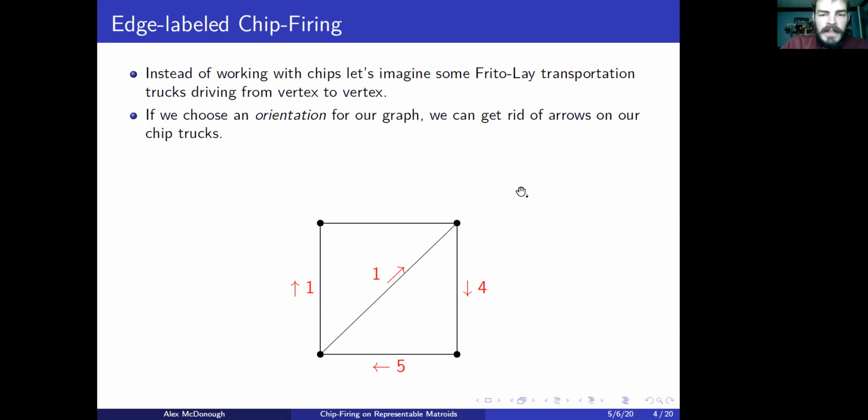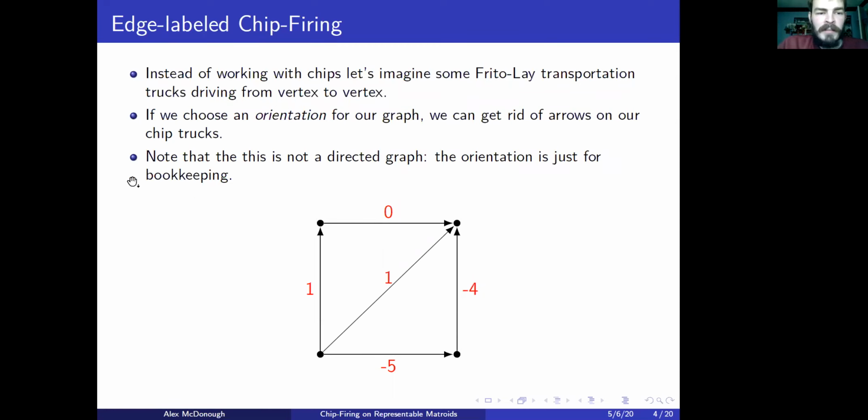And then right now we have arrows on our edges, which is a little confusing. So we're going to choose an orientation of the graph, and that's going to let us get rid of the arrows. So if we chose this orientation, we can put these numbers in the graph. So this would mean that there's 1 truck going from here to here, 1 truck going from here to here. Since this is a -5, this actually means there's 5 trucks going from here to here. So by giving an orientation on the graph, we're able to just put numbers on the edges instead of needing numbers and some sort of direction that we have no way to describe.